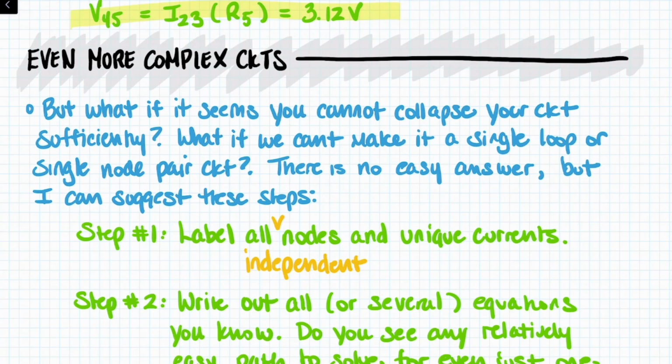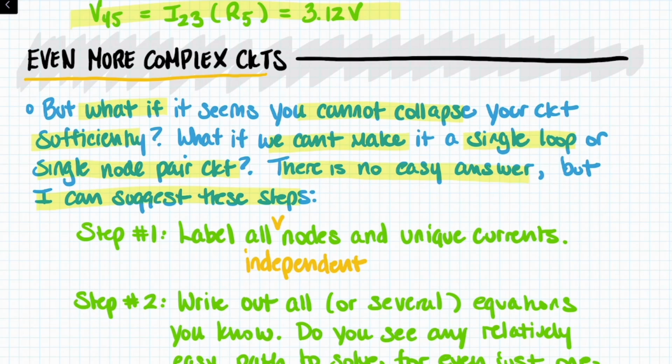The next section is labeled even more complex circuits. Now, what does that mean? What if it seems that you cannot collapse or simplify your circuit sufficiently? Theoretically, you should always be able to perform the simplification, but what if you can't do it? You can't make the simplification, or you can't practically make the simplification to a single loop or a single node pair. There's really no easy answer here, but I can suggest several steps.